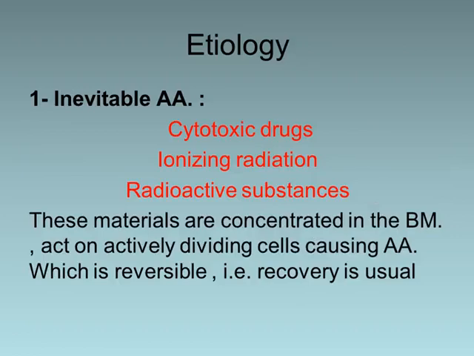The etiology. First of all, we have the inevitable aplastic anemia. This usually occurs when anyone is exposed to cytotoxic drugs, ionizing radiation, or radioactive substances, because these materials are concentrated in the bone marrow and act on the actively dividing cells, causing aplasia, which is usually reversible. It means recovery is usual once the exposure is stopped.